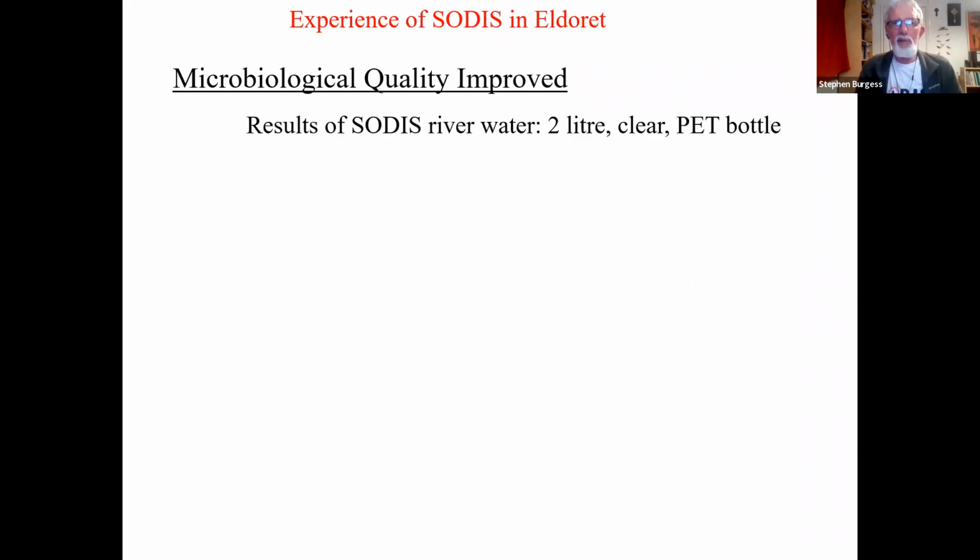And how did we experience this in Eldoret? So what we did in Eldoret was we started promoting this with community groups and teaching them about SODIS. One of the key things to do was to convince them that SODIS really worked, that it really did kill the germs. Because it was very difficult; many people used to think that if the water is clear, then it's safe for drinking. Now we know that clear water may not necessarily be safe for drinking.